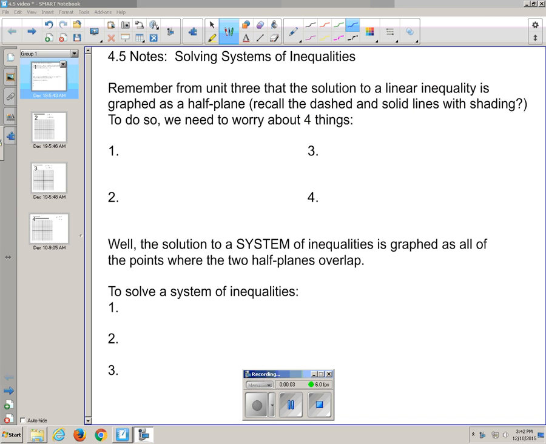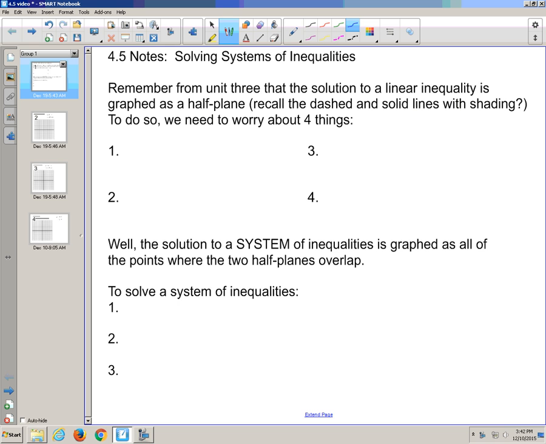Section 4.5 is solving systems of inequalities. So we've talked about solving systems of equations, where we're looking for the intersection of two lines, which is usually just a single point. Now we're looking for the intersection of two inequalities on a graph, and that's going to be the overlapping shaded area. So first, let's recall a few things we know about linear inequalities.